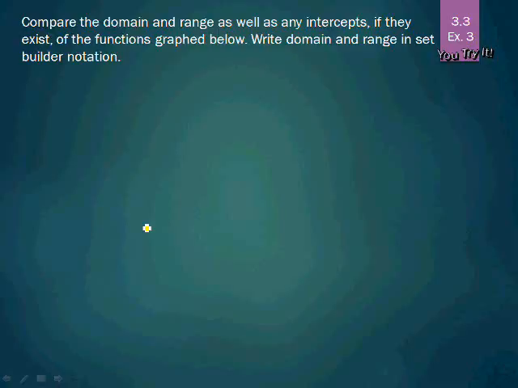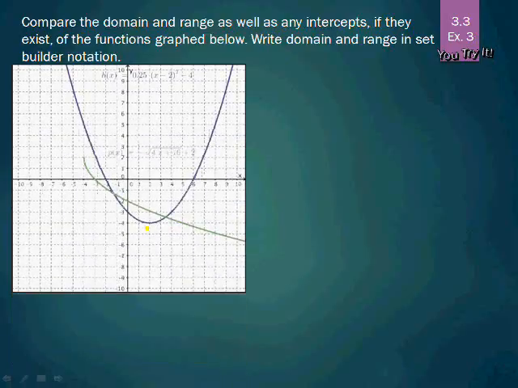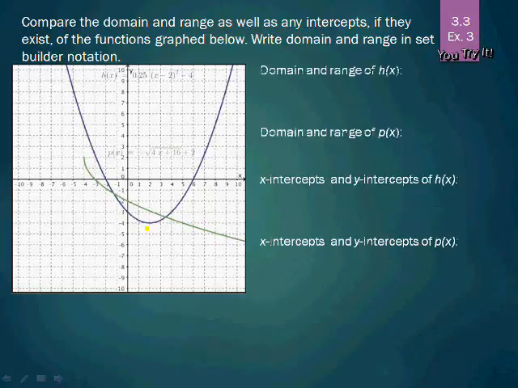Compare the domain and range as well as any intercepts, if they exist, of the functions graphed below. Write domain and range in set builder notation. Okay, so here we have our graph. Let's go ahead and find the domain and range of h of x.